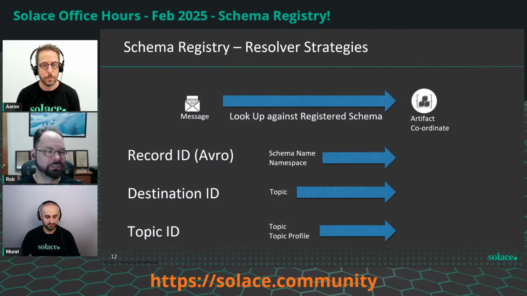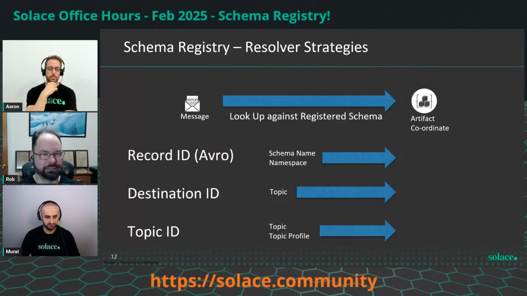So one of the questions we get asked a lot is, when you pass the message up to the schema registry from the publisher, how does it determine what schema to look at? And really that's by providing a resolver strategy into the schema registry with that message. And right now we've got 3 different resolver strategies that we're working on.